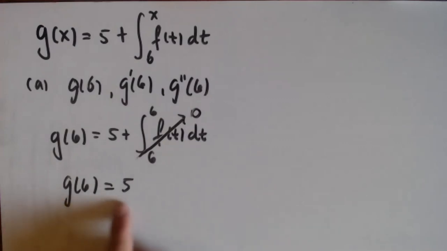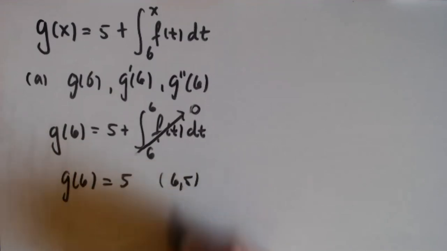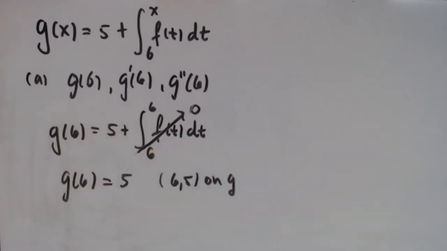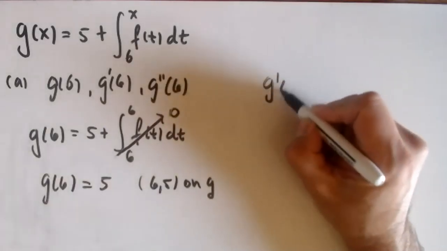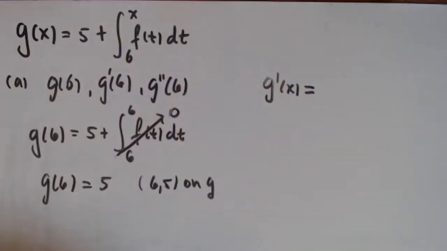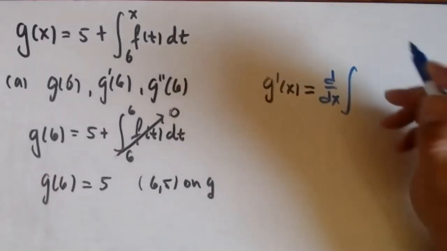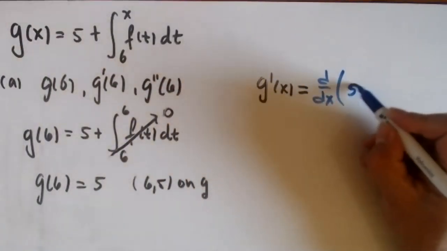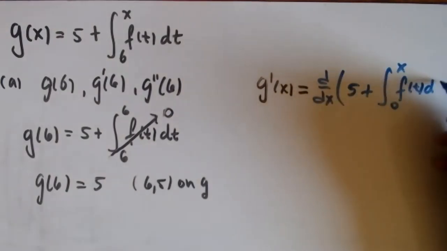Now, this is a point on the graph, okay? For x equals 6, the y is 5. So the point (6, 5) is on the graph of g, correct? This is just something extra. Okay, let's see now g prime of x. So now you have to find g prime of x. And g prime of x, using our calculus, is the derivative with respect to x of, well, before that, I need a parenthesis, 5 plus the integral from 6 to x of f(t) dt, correct?